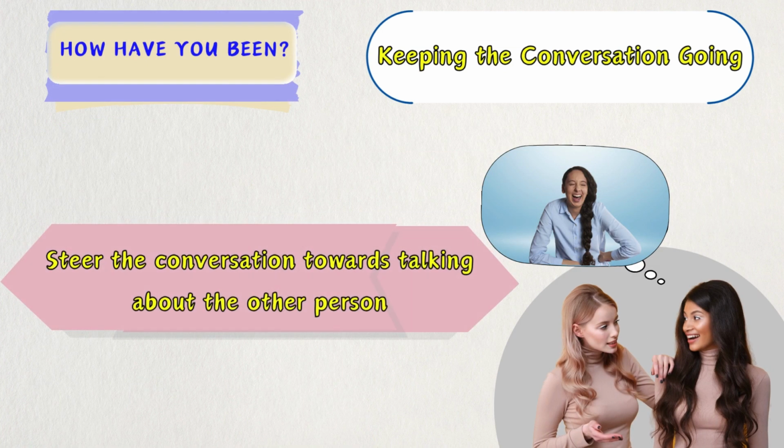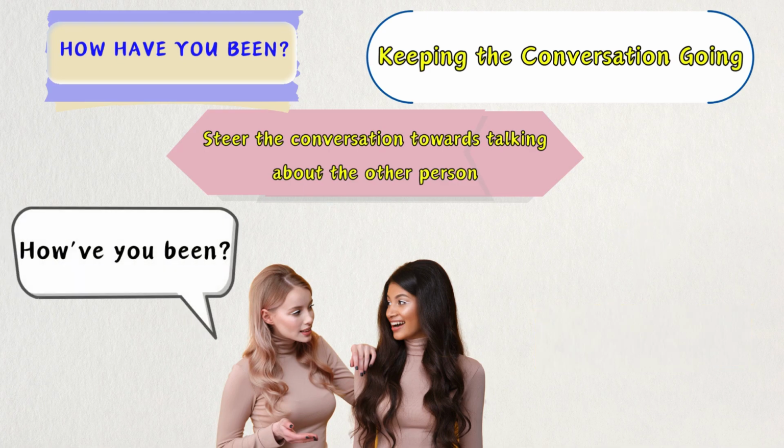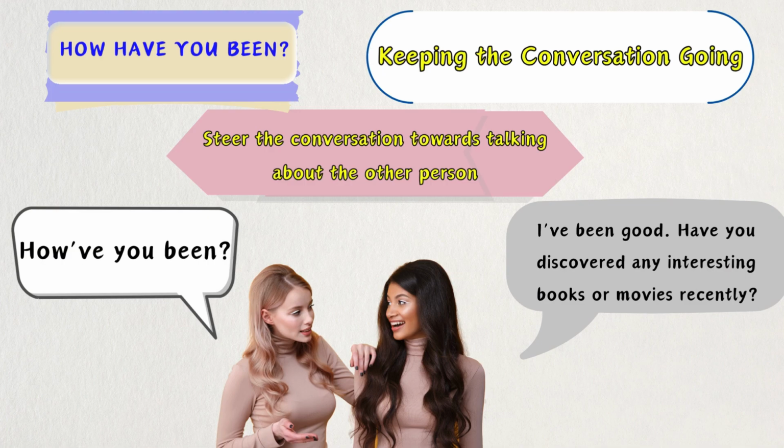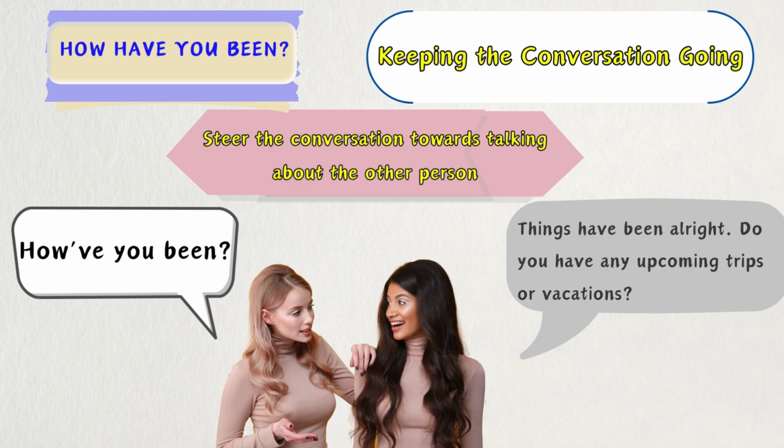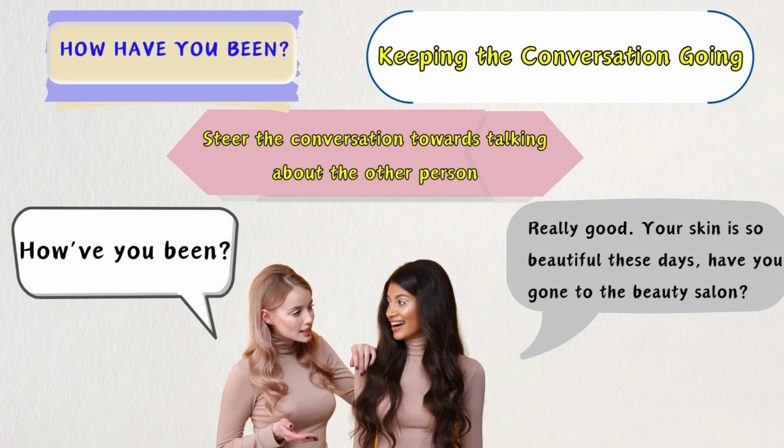Three. Steer the conversation towards talking about the other person. Ask the other person a question that relates to them, or give them a compliment. By doing this, you're showing them you're interested in their life and want to hear what they have to say. How have you been? I've been good. Have you discovered any interesting books or movies recently? Things have been all right. Do you have any upcoming trips or vacations? I've been pretty good. Are you still practicing yoga these days? Really good. Your skin is so beautiful these days. Have you gone to the beauty salon?